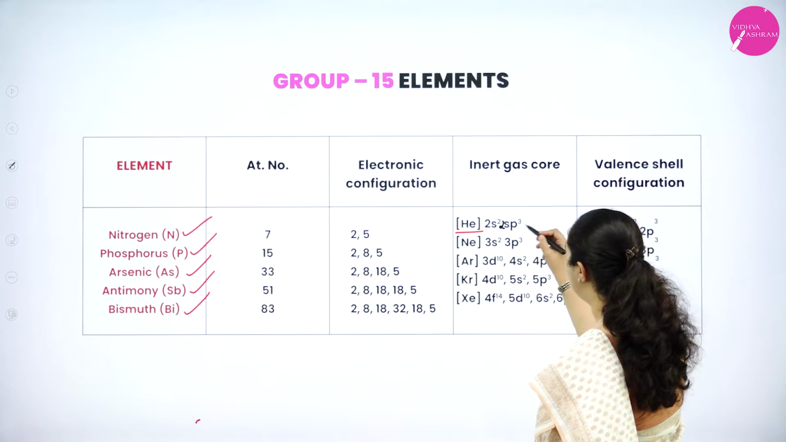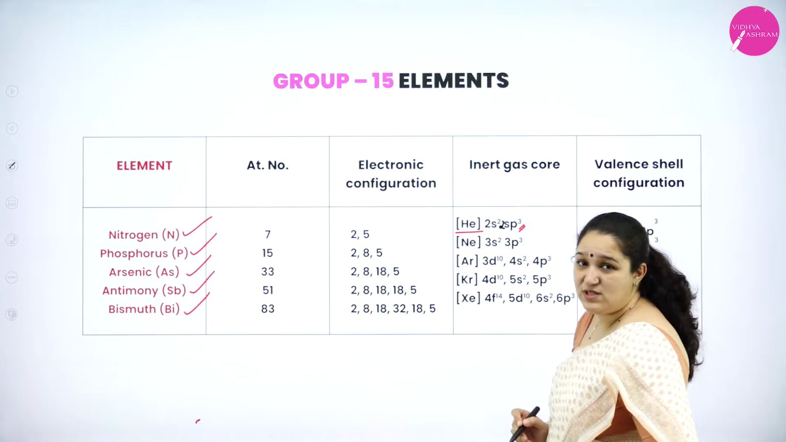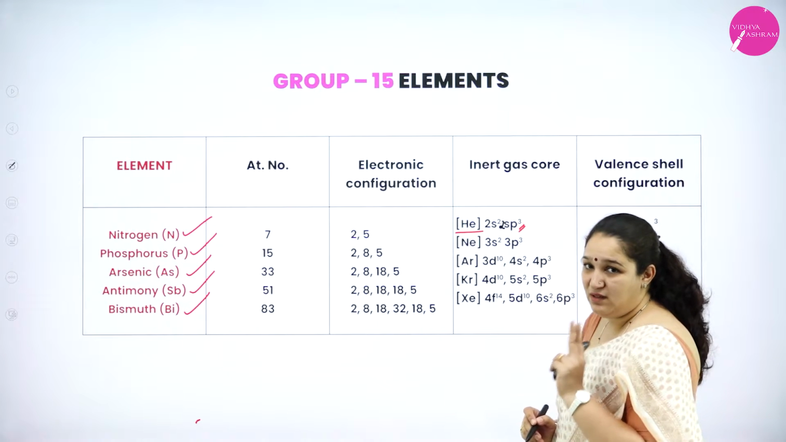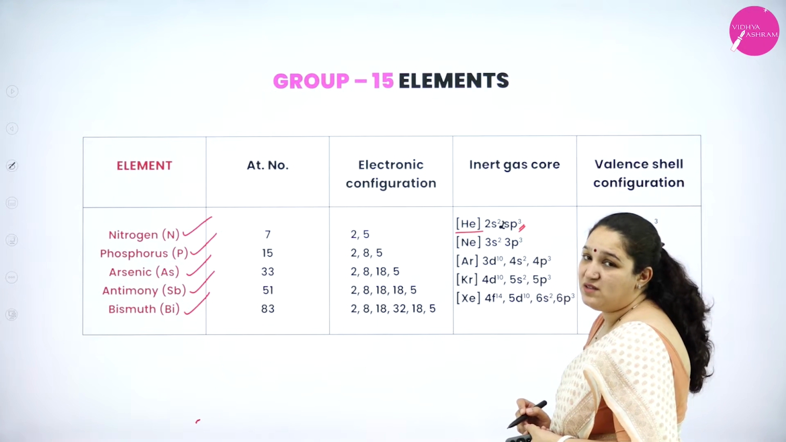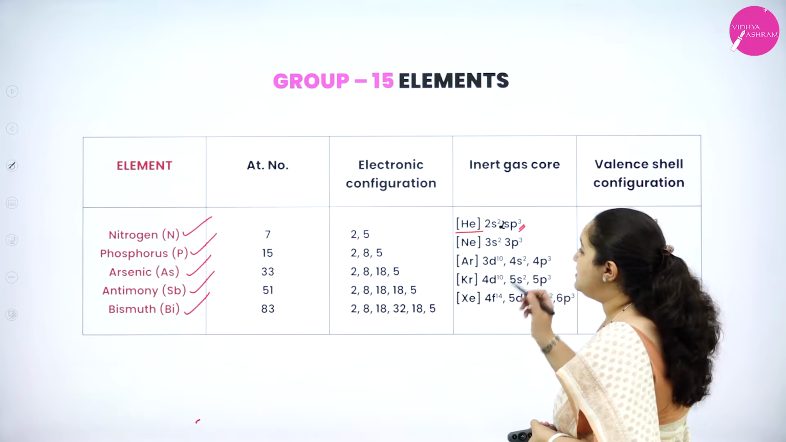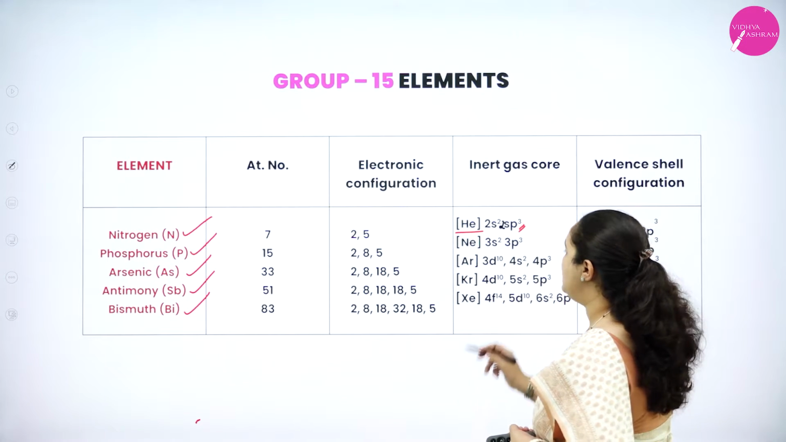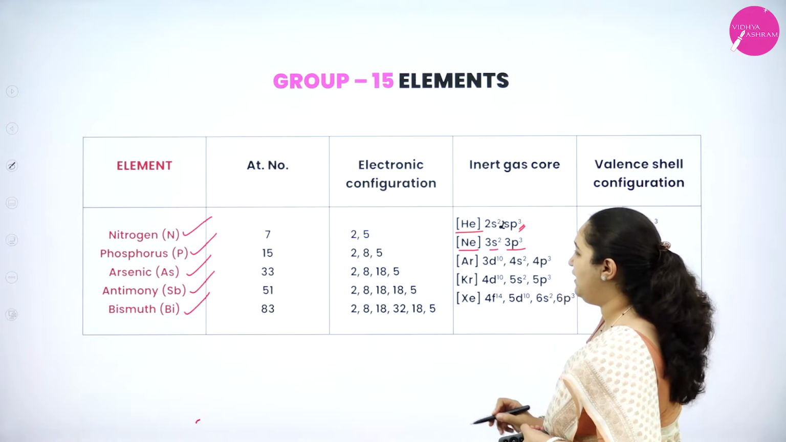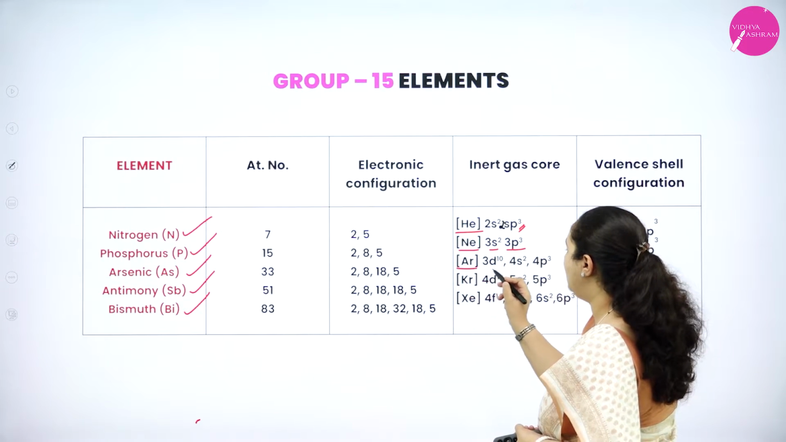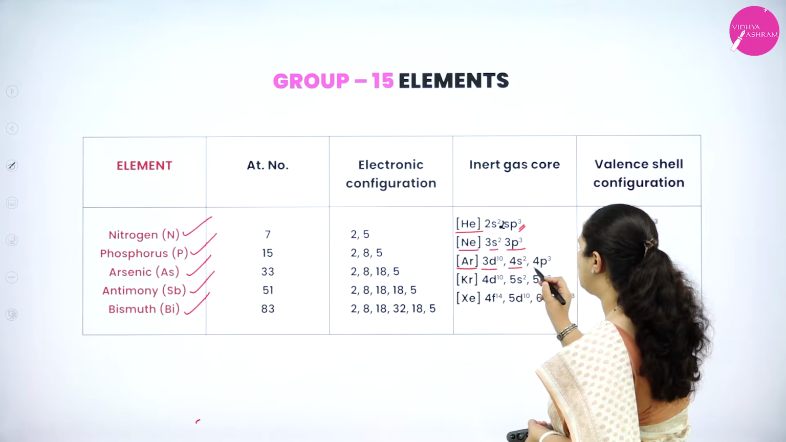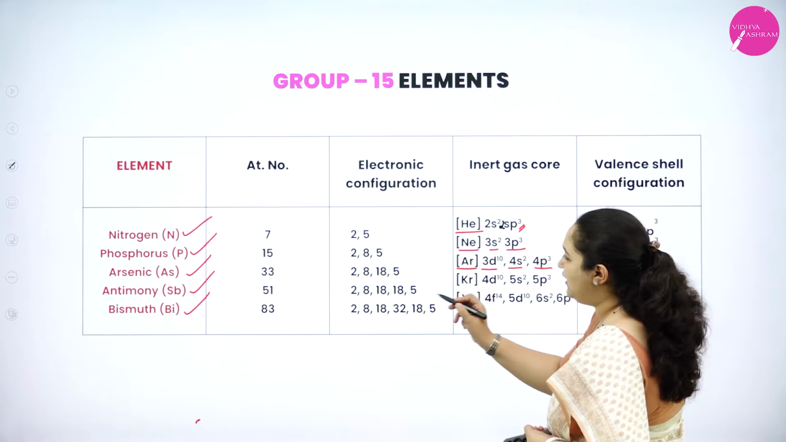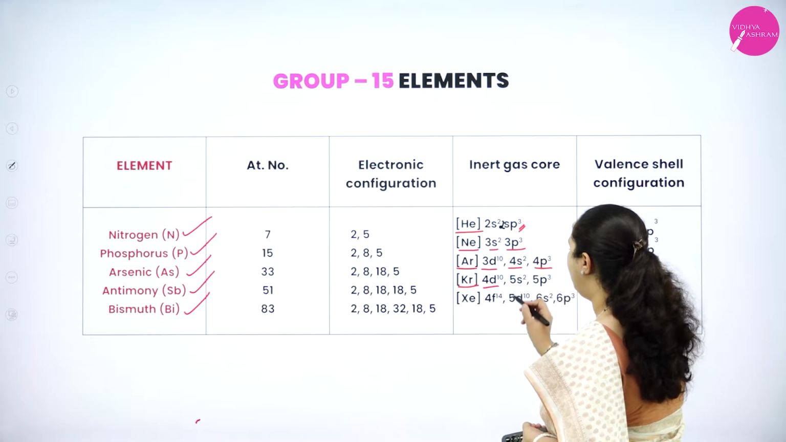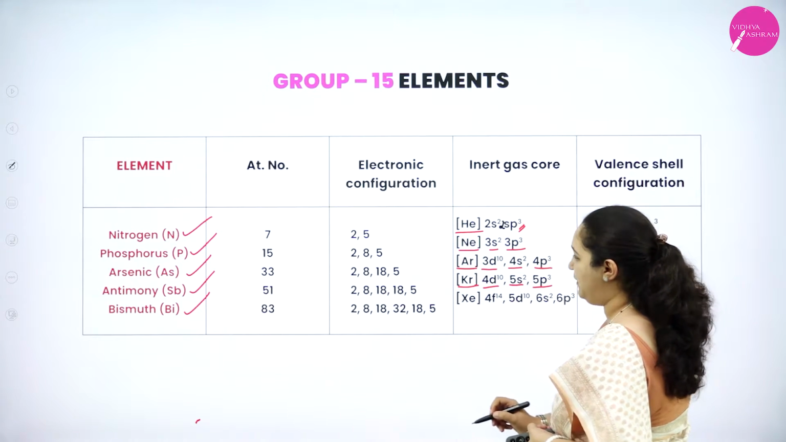So here if you see, there are 3 electrons in the p subshell, that is the second p subshell. Okay. Similarly, if you see phosphorus, the electronic configuration is neon 3s2 3p3, arsenic, argon 3d10 4s2 4p3. Then you have antimony, that is krypton 4d10 5s2 5p3.